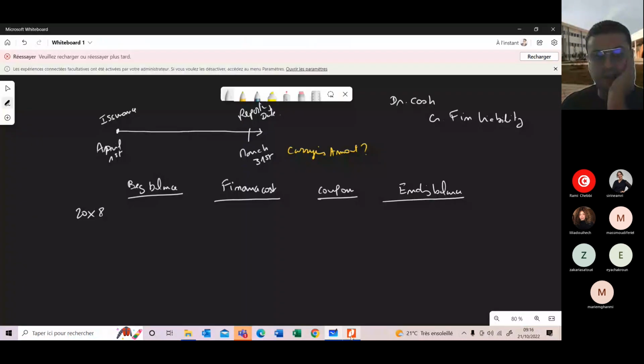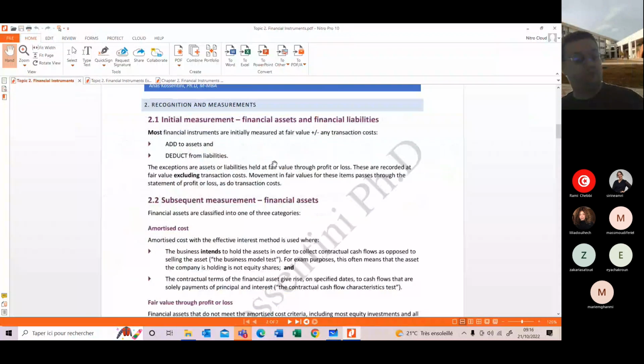Can I get back to part of the lecture? Because I would like to double check something with you. Do you see the initial measurement of the financial asset and the financial liability, this subsection 2.1? We said that most of the financial instruments are initially measured at fair value plus or minus any transaction cost. What do you mean plus or minus any transaction cost? You can increase the cost or you can decrease the cost.